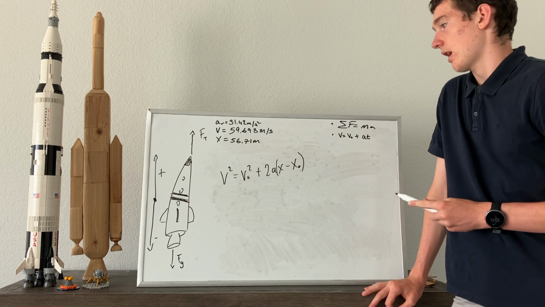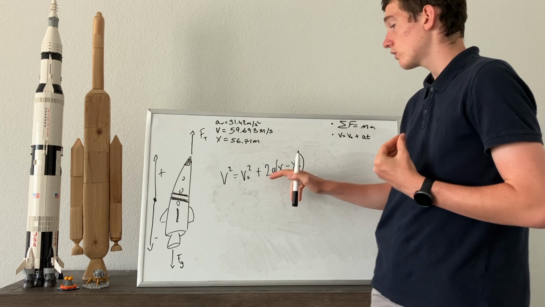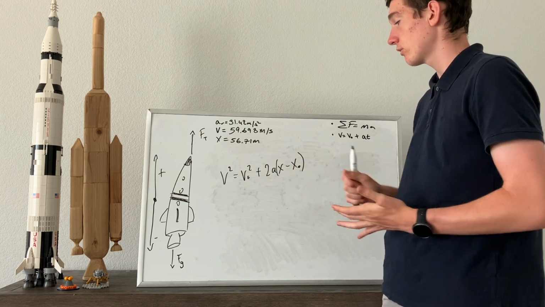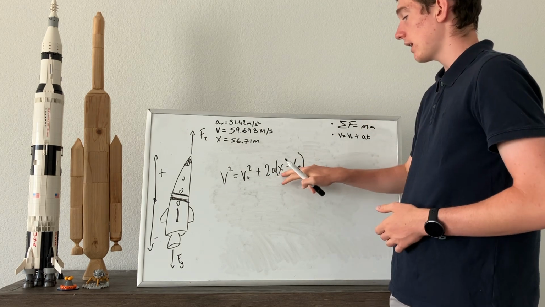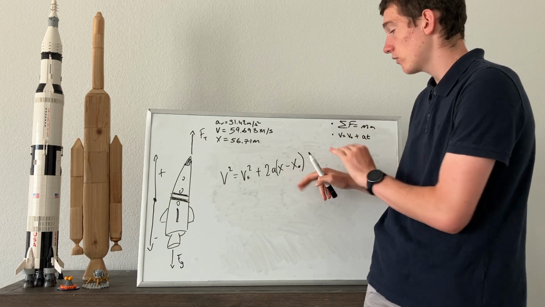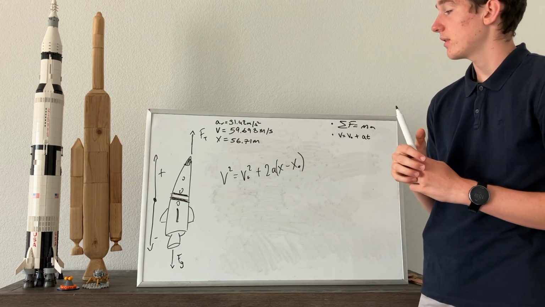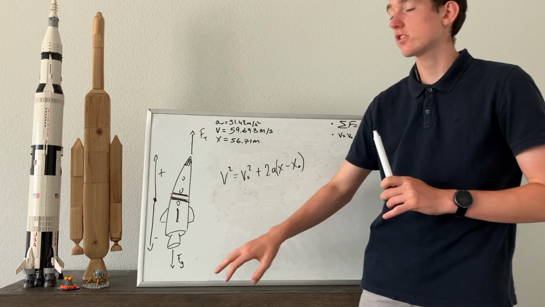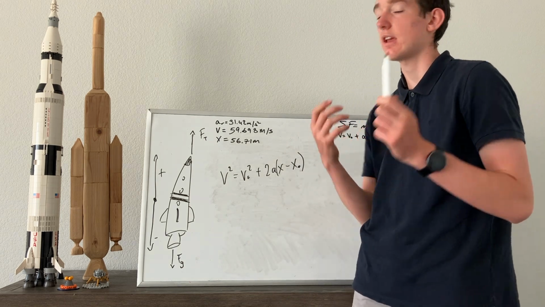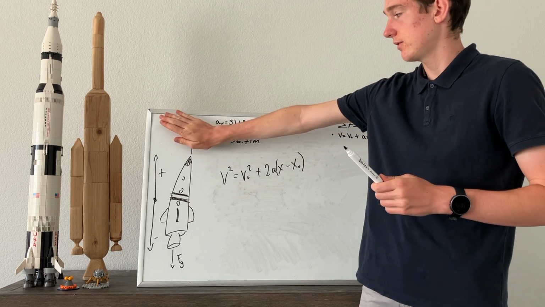So, like we've seen before, v is the speed, v naught is the beginning speed, 2 is just the number 2, a is the acceleration of the rocket, multiplied by x, which is the final height, minus x naught, which is the beginning height. But now our rocket's engine is turned off, like the engine has no more fuel, it's all burnt out. So there is no more thrust.